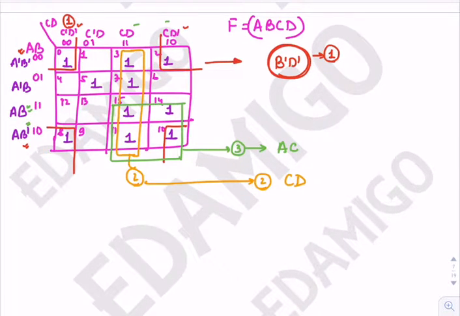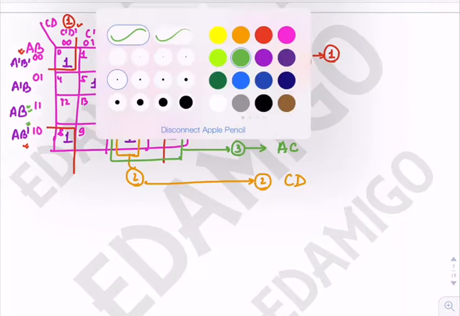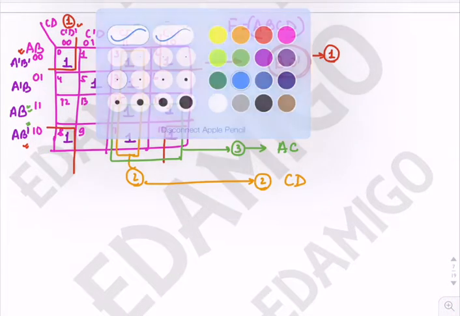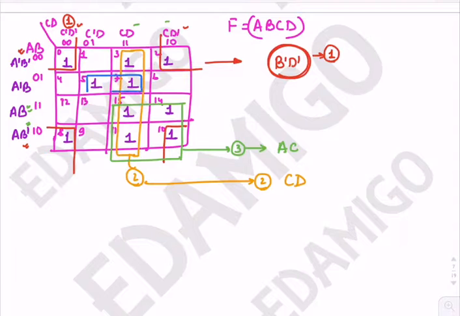Now another term, let me change the color. This is another term, the fourth one, because we cannot have four adjacent squares, only two are possible. Here A bar B is constant, and D is also constant in these two squares, not changing. So these are the four prime implicants.